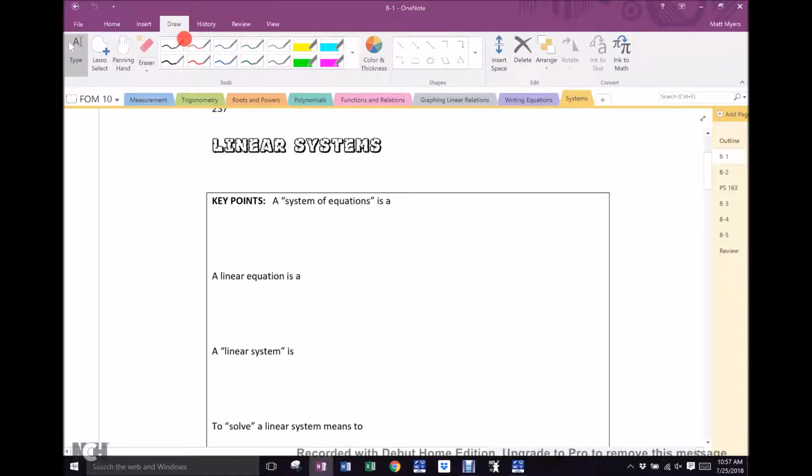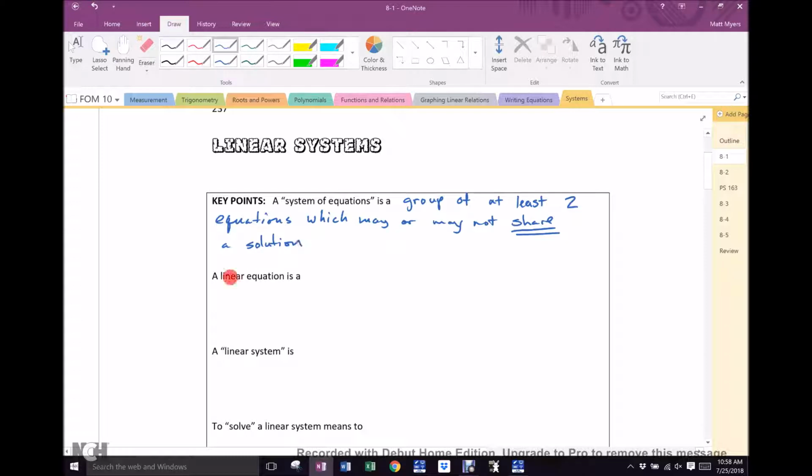So, a system of equations is a group of at least two equations which may or may not share a solution.